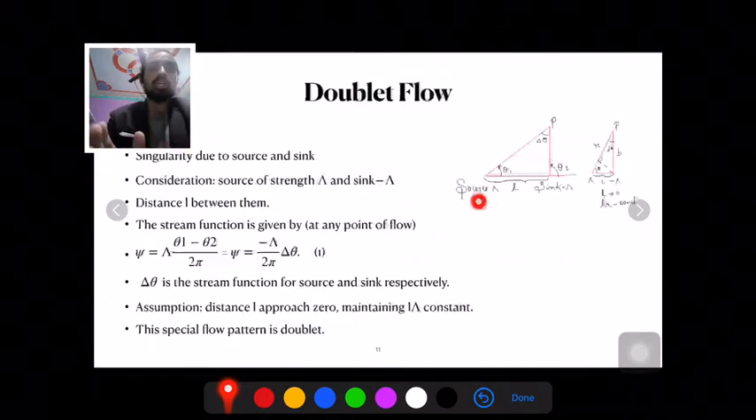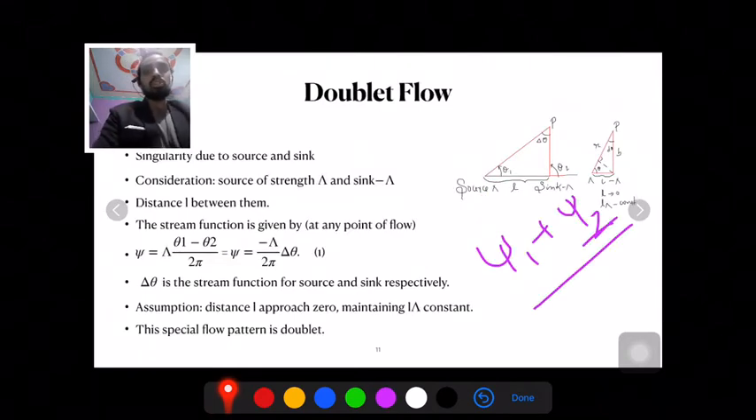So the stream function will be given by psi 1 plus psi 2. Basically psi 1 is lambda by 2 pi theta 1 plus lambda by 2 pi theta 2, but the sink is minus lambda, so it becomes lambda times (theta 1 minus theta 2) divided by 2 pi, or I can write it as delta theta, as you see in this PPT here.